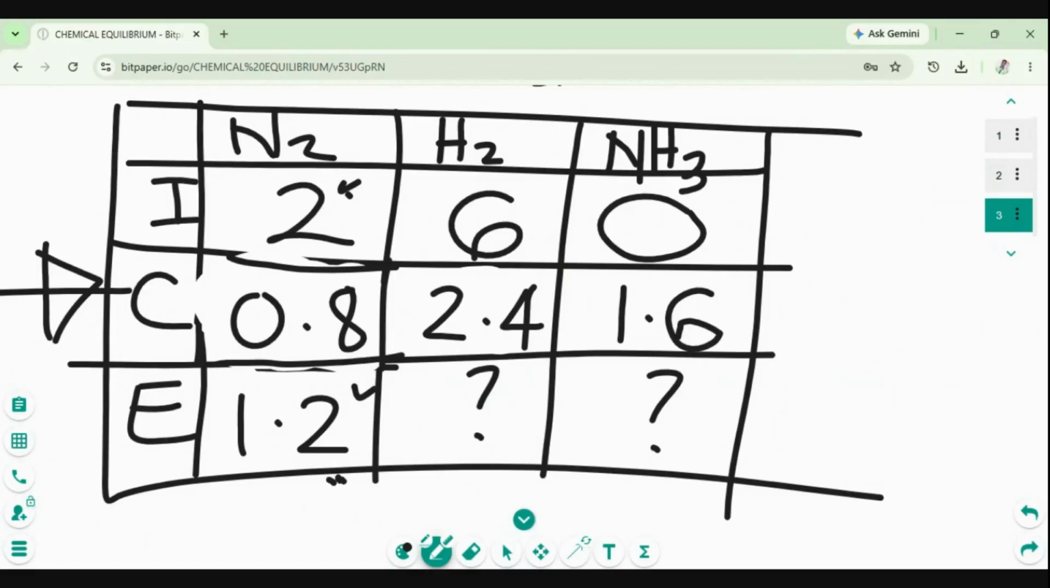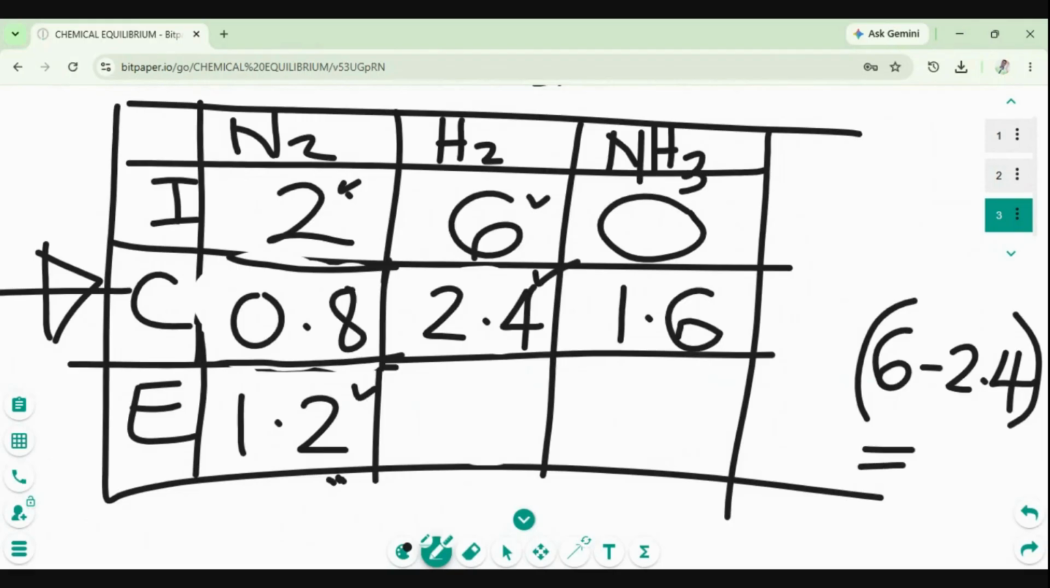Wow. What does that tell us? These are the only boxes that are not filled. Okay, how do we fill them? Usual way. If you initially had 6, you use 2.4, you're going to remain with 6 minus what you used. 6 minus 2.4 will finally give you 3.6. So you remain with 3.6.